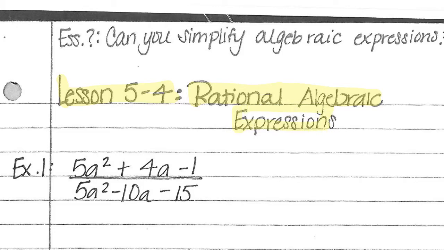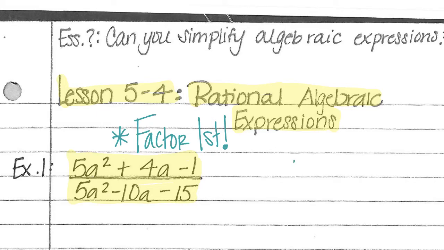Well, what does that mean? Well, a rational expression is like this. 5a squared plus 4a minus 1 over 5a squared minus 10a minus 15. If you get nothing out of today, you have to get this. Factor first. You have to factor these first. You can't just say, hey, these cancel out. You can't do that at all.